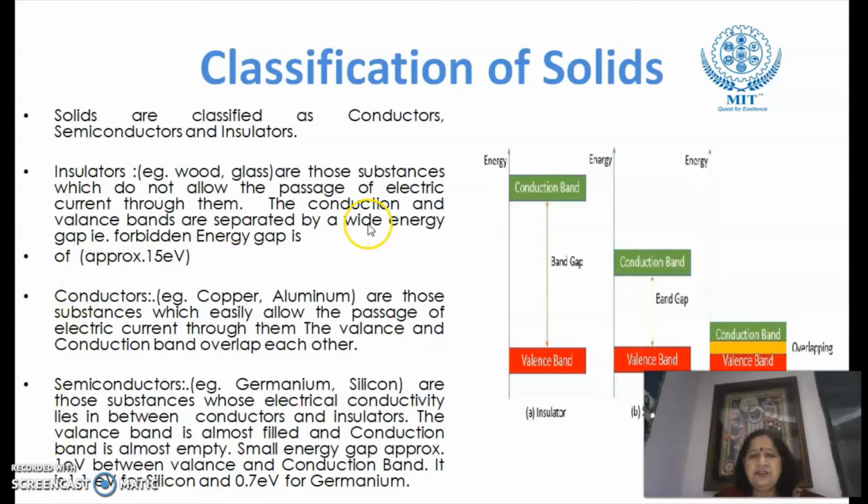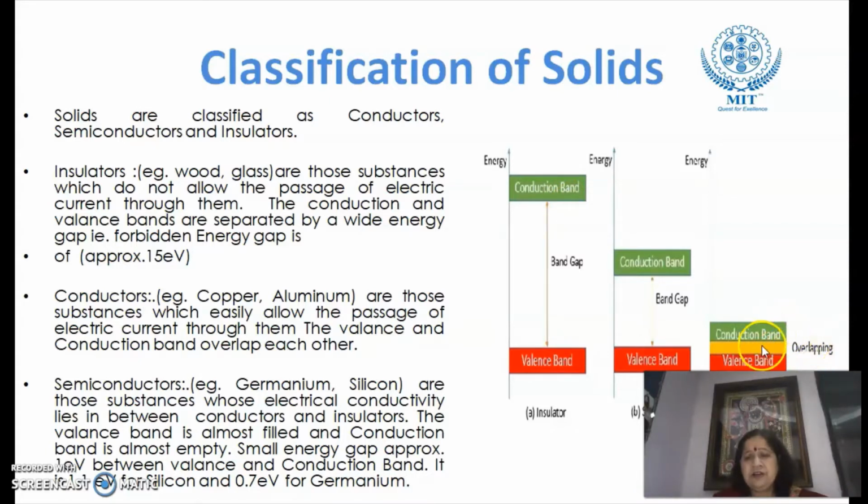As far as the energy band diagram is concerned, for insulators, this is the valence band, this is the conduction band. And the two are separated by a wide energy gap. This is also called the forbidden energy gap. It is around 15 electron volt. So, if an electron has to move from the valence band into the conduction band, a large amount of energy is needed.